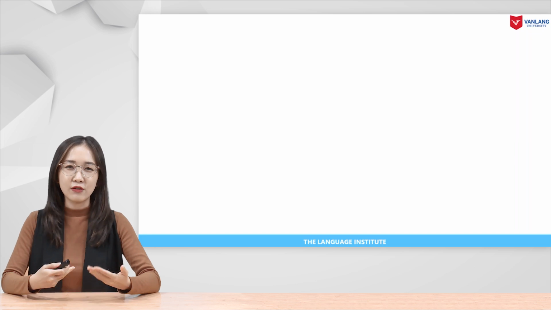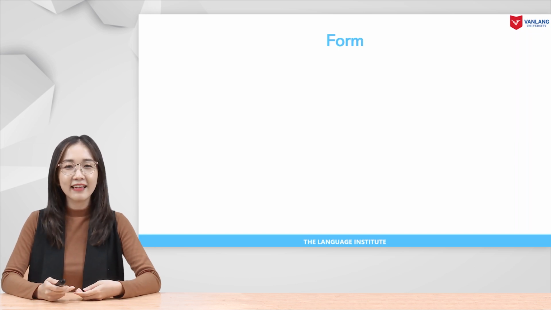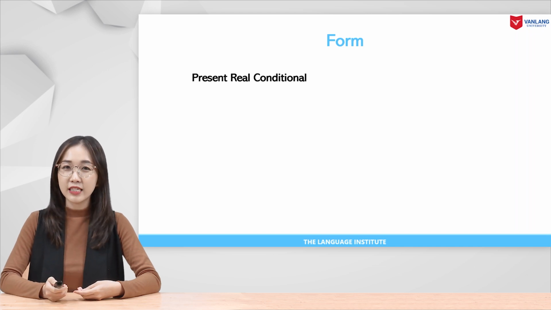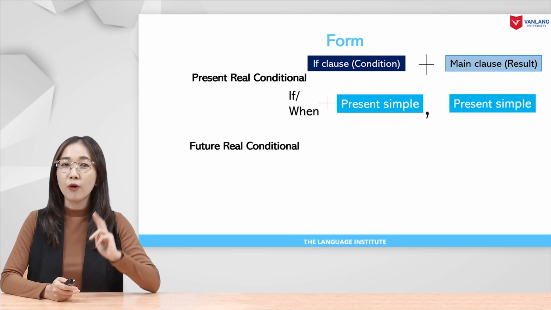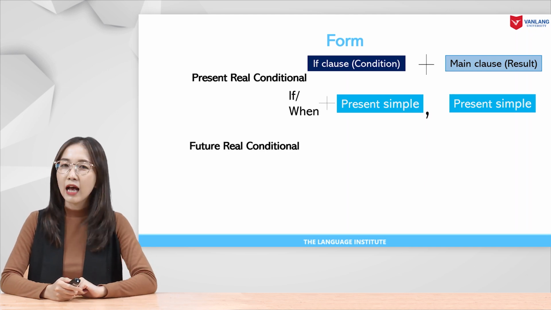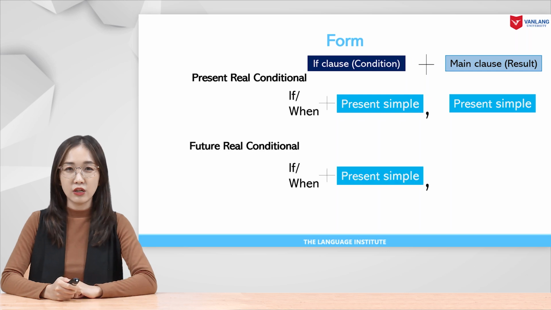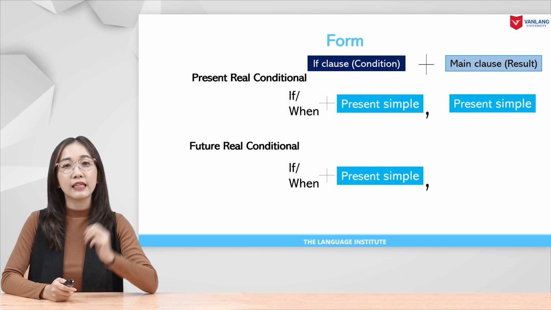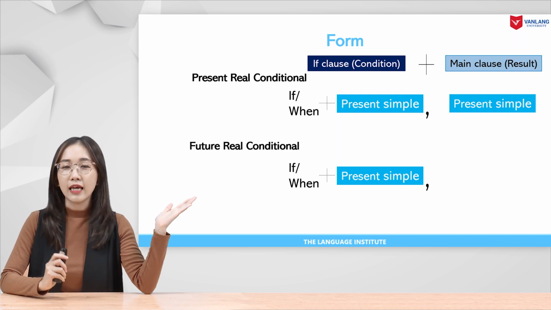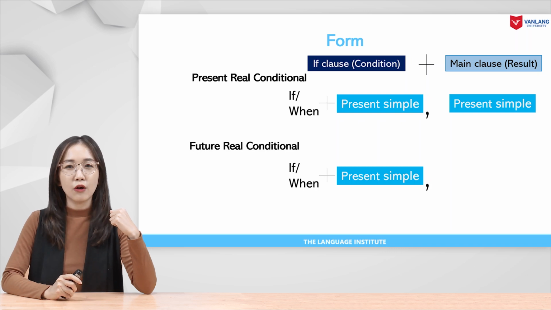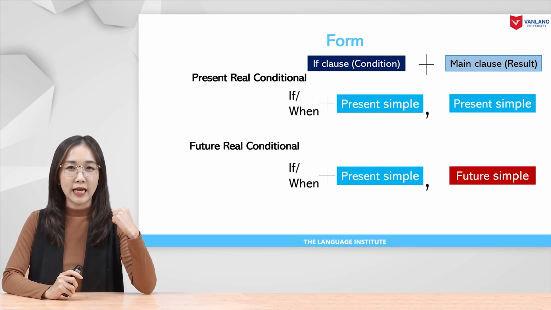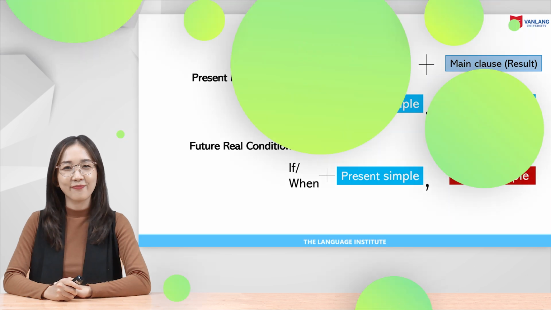Alright, until now, the present and future real conditional are quite the same, right? So what are the differences between them? Let's compare their forms. In present real conditional, you will use present simple tense for both clauses. However, in future real conditional, the present simple tense is used for only the if clause. In the main clause, the result happens in the future, so future simple tense is used instead.